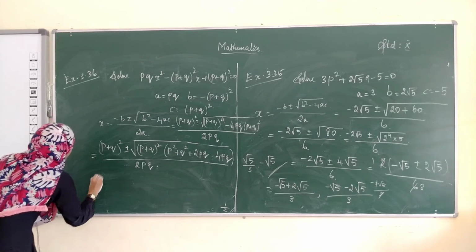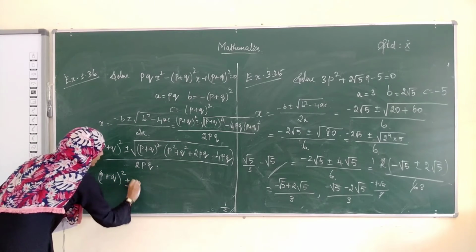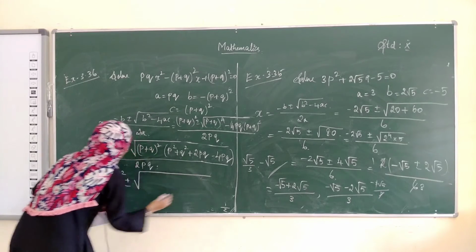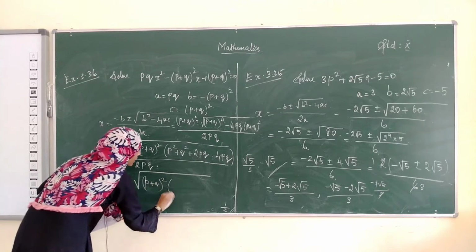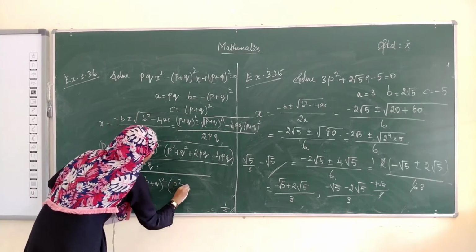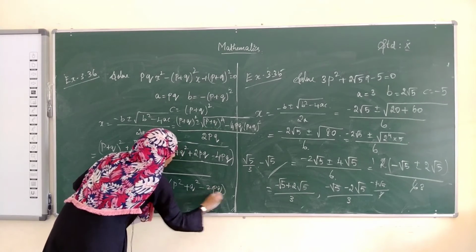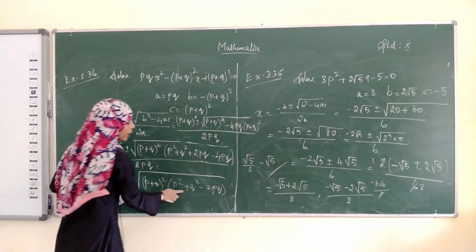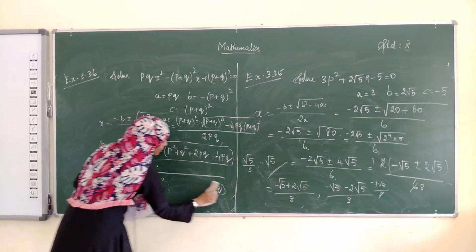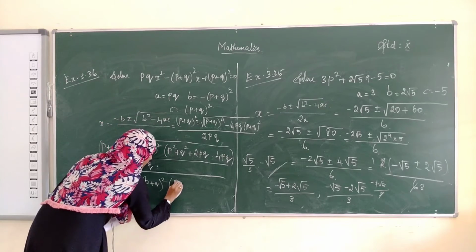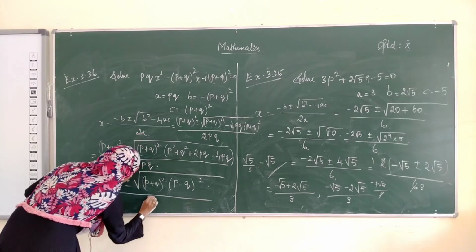Minus 2pq. That is p plus q the whole square plus or minus square root of, keep that p plus q the whole square as it is. This becomes p square plus q square minus 2pq. So what's the value of this? P square plus q square minus 2pq is p minus q the whole square. Therefore this can be written as p minus q the whole square divided by 2 into.